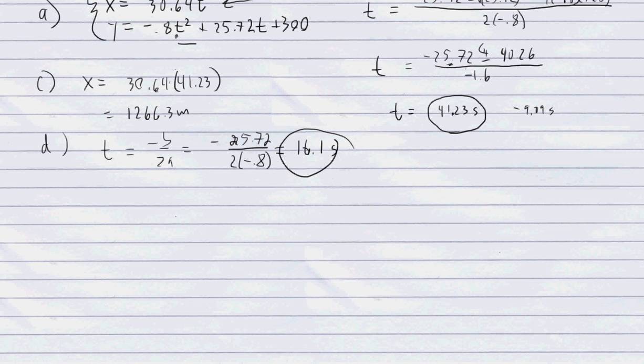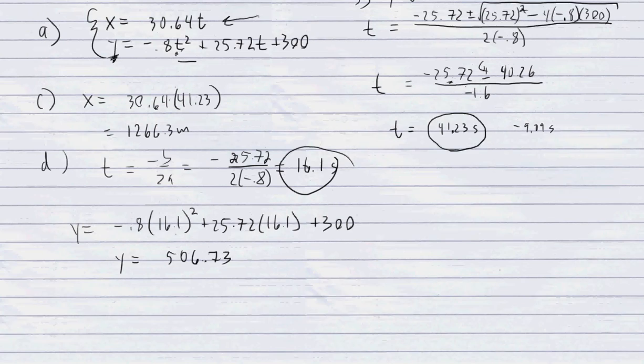Now to get the vertical height, obviously we want back in the parametric equation the y, the height that's associated with that time t. So y is equal to negative 0.8 times 16.1 seconds squared, plus 25.72 times 16.1 seconds, plus 300. More calculator crunching, and according to my calculator, hopefully I did this right, 506.73 meters. And that's including the 300 that we started at.